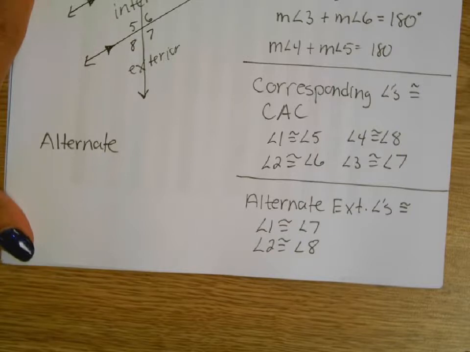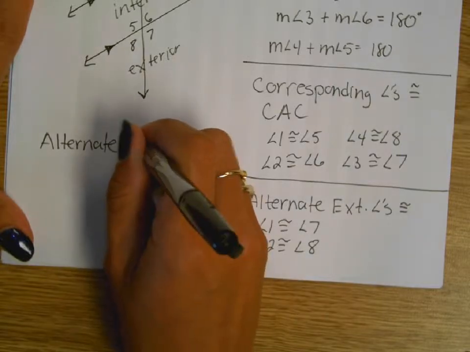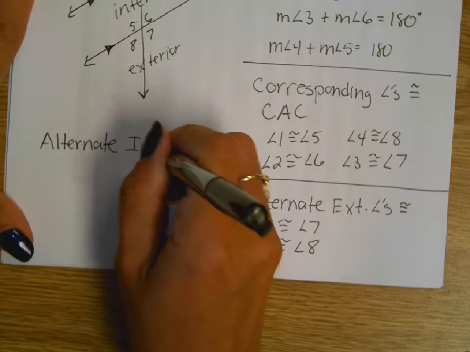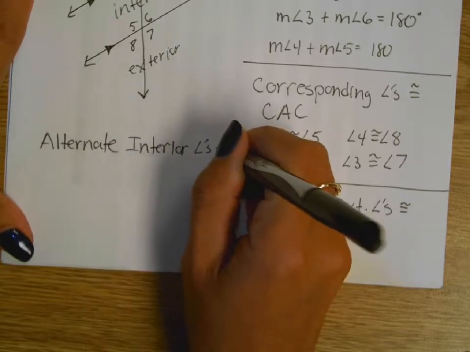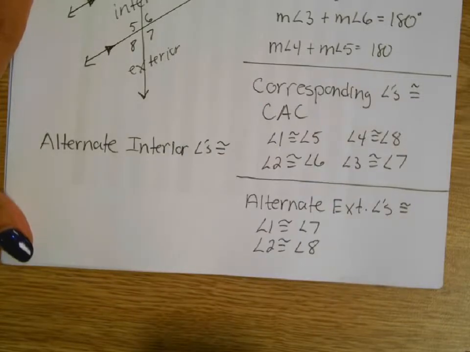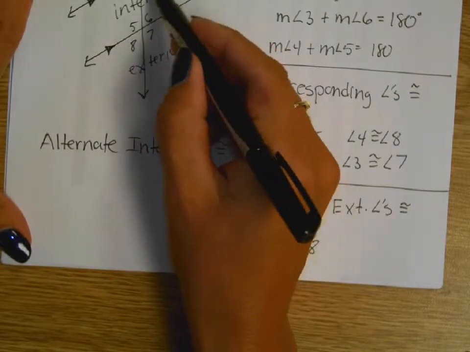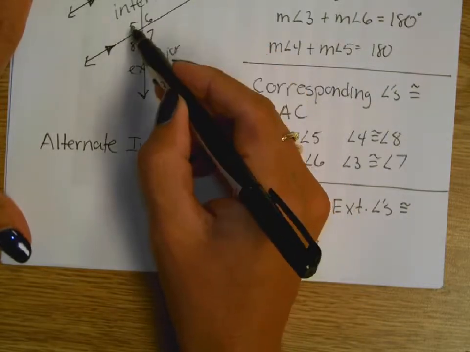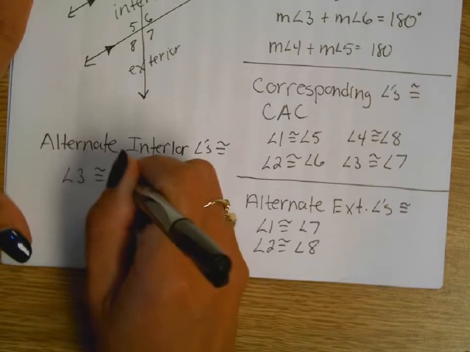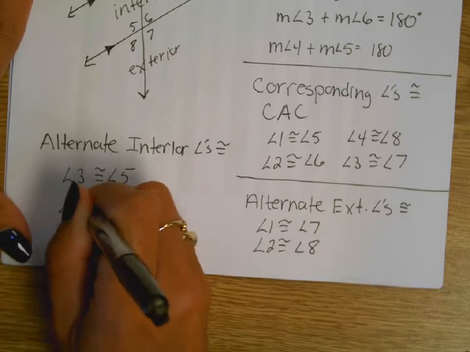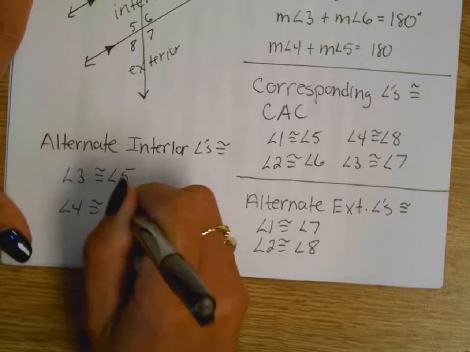Yep. Is it an alternate interior angle? It is. Alternate interior angles were also congruent. So now we're in the interior, and we're on alternate sides of the transversal, and 1 from each set. So that's 3 is alternate interior with 5. So angle 3 would be congruent to 5, and 4 congruent to 6.